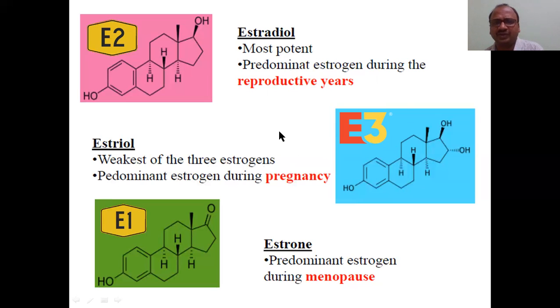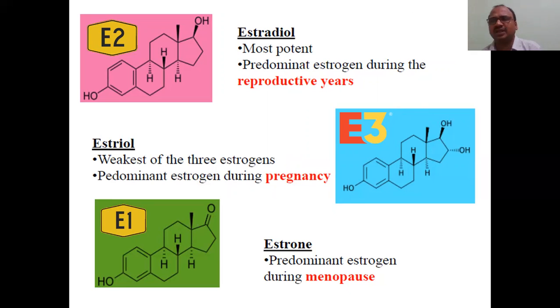So W, if you reverse it, you will get a 3. Weakest, like that, a simple technique. If you make it like this, it becomes a W. If you make it like this, 3, you can remember like that. Predominant estrogen in pregnancy, that is E3, because of the 3 trimesters I told, 3 into 3. So that's why it is predominant in pregnancy.